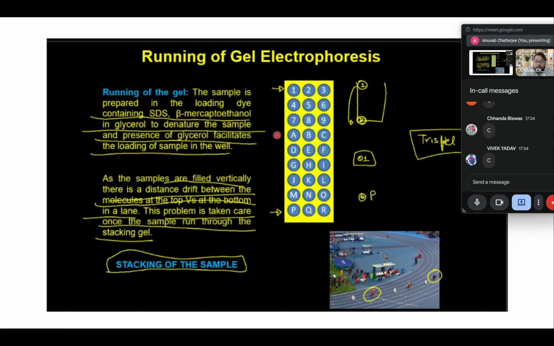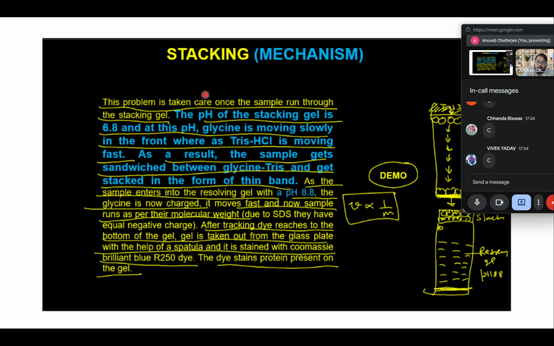So you make something known as a stacking gel. As the samples are filled vertically, there's a distance drift between the molecules at the top and the bottom. This problem is taken care of once the sample is run through a stacking gel. So what is a stacking gel?